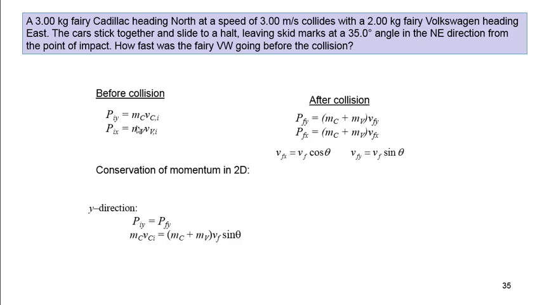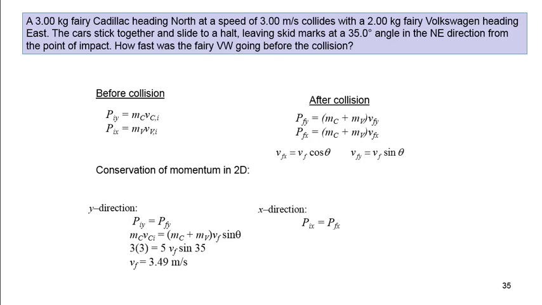Okay, so this is my initial momentum in the y direction, and this is my final momentum in the y direction. And when I plug in all the values, there's the mass of the Cadillac, that initial velocity of the Cadillac in the y direction. There's the total mass of the Cadillac plus the mass of the VW, and that final velocity is unknown. And I plugged in the angle here. That tells me my final velocity, 3.49 meters per second.